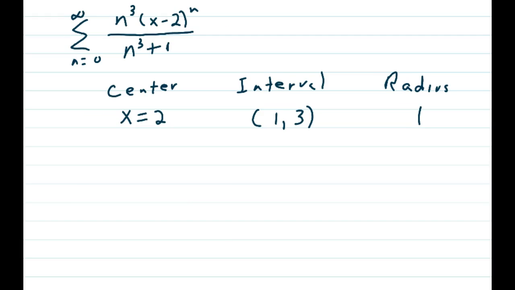So in conclusion, the power series n is equal to 0 to infinity of n cubed (x minus 2) to the nth over n cubed plus 3 has a center at x equals 2, has an open interval from 1 to 3, so it does not include the endpoints, and the radius is 1 because you go 1 space to the right of 2 and 1 space to the left of 2.